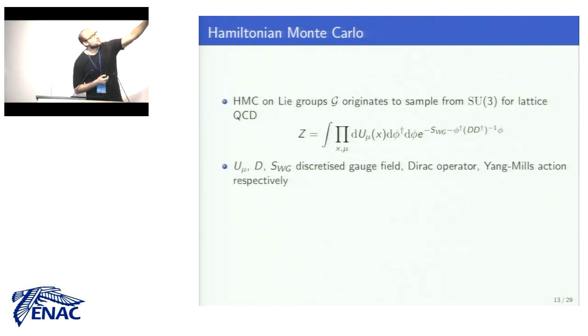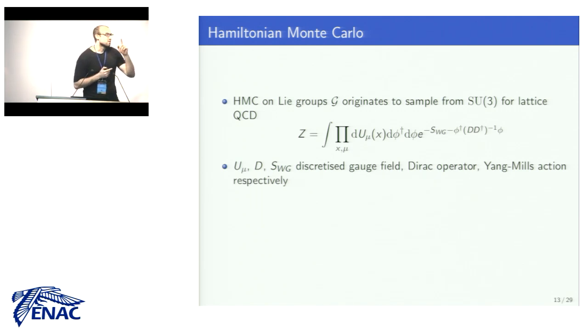What you end up with is your partition functional, a path integral, which is of this form, where U mu is called the link variable and discretizes your gauge field, your connection one-form. D is the Wilson operator, and you discretize your Dirac operator. And S_WG is your Wilson gauge action, which discretizes your actual Yang-Mills action. The important thing is that you have a dU mu, which are SU3 variables. And so you end up having to integrate over SU3. So that's how HMC arises. You actually want to do that integral.